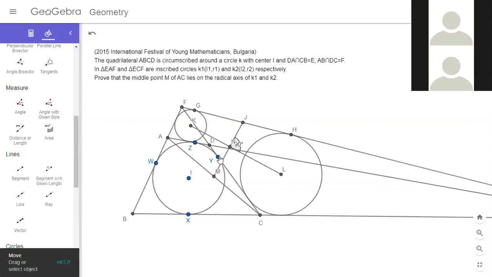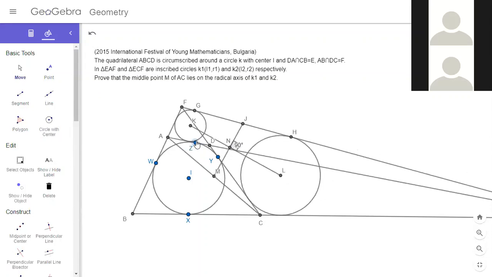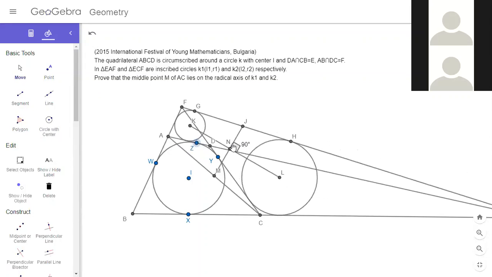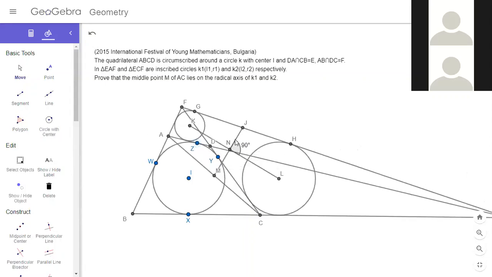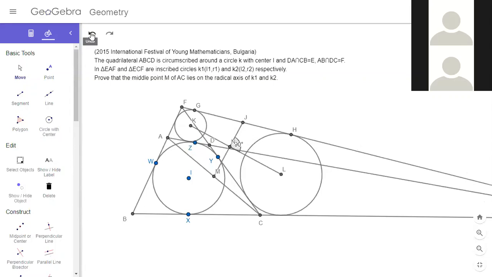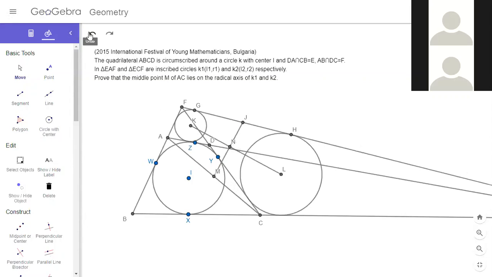Oh, it is indeed perpendicular. It's funny. So the program, when an angle is exactly 90, sometimes it shows it as a square. But if it's calculating it as like 90.00001, then it will show it as a curve. It's funny, but it's because it's not perfect. But it is exactly 90 if you just move the figure around a little bit. So yeah.